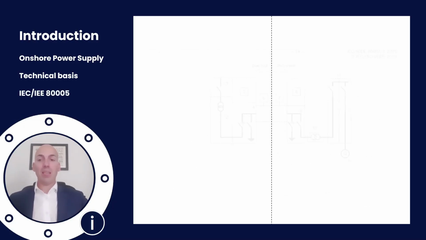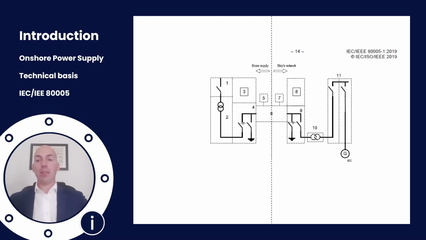The technical basis is described in the IEC/IEEE 80005 standard. This standard is the typical standard when we talk about shore power. It actually consists of 3 standards, 1, 2, and 3. And as you can see, this is the basic setup of what a shore power system is, shore and ship, and that's also how it is divided.